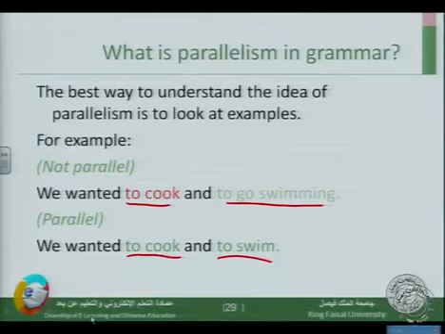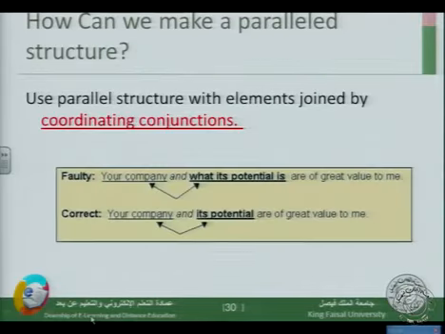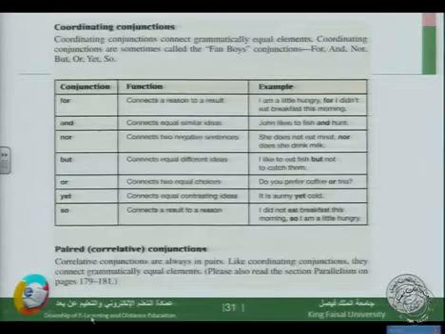They should have the same structure. Parallelism means that we should have the same structures. How can we make a parallel structure? We said we use parallel structure with elements joined by coordinating conjunctions. And we talked about the FANBOYS, which are the use of for, and, nor, but, or, yet, so, and we talked about how these FANBOYS connect words together, phrases together, and clauses together. And here we have a list of the FANBOYS, the function of each one, and examples.